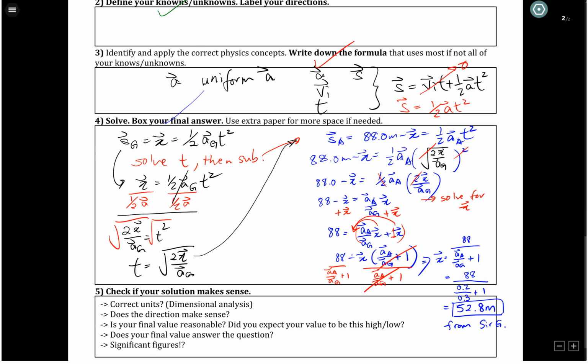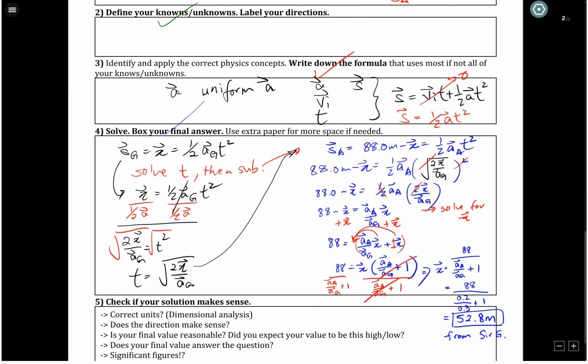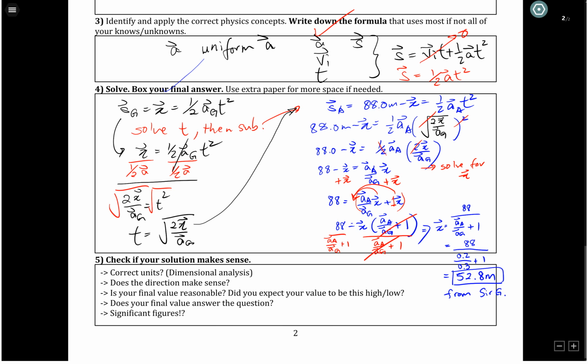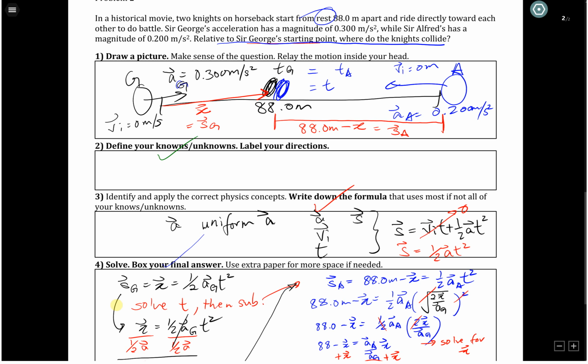My value also seems to make sense, because if George has a larger acceleration, the distance away from George at which they collide is probably going to be greater. So, does my final value answer my question? Yes, I've answered my question. And check your significant figures. I have 3 significant figures in my answer. I have 3 significant figures in all the numbers used in my question.